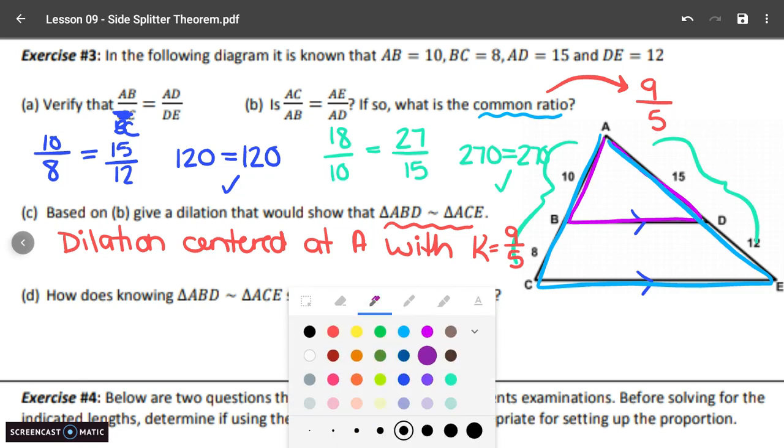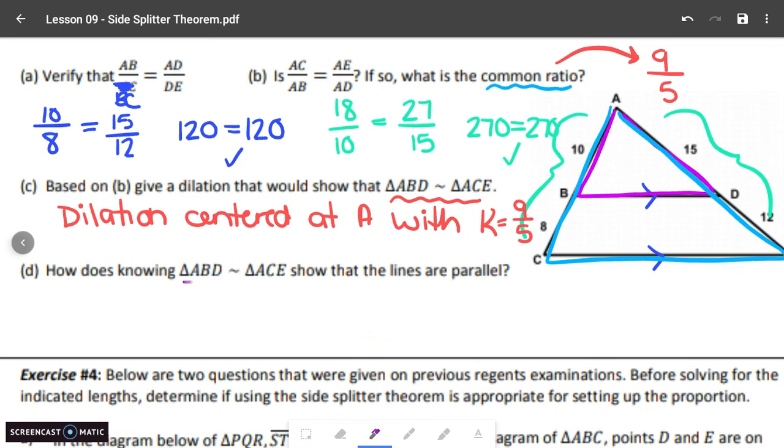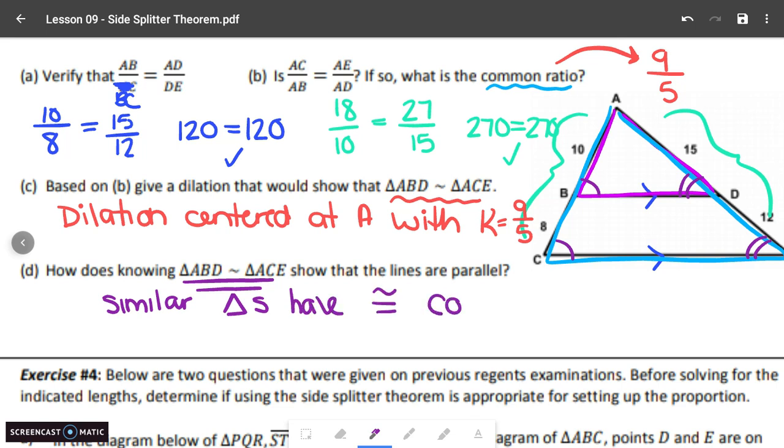And the final piece here, we know that since the triangles are similar, the angles are congruent, and these types of angles are congruent corresponding angles. They're only formed if the lines are parallel. So, similar triangles have congruent corresponding angles formed by parallel lines.